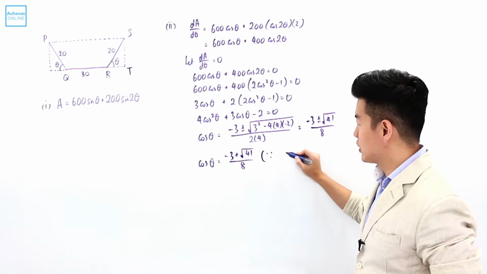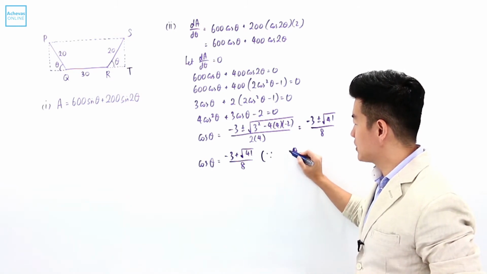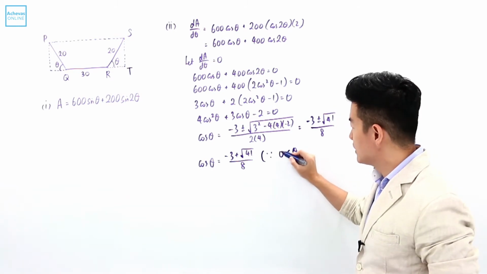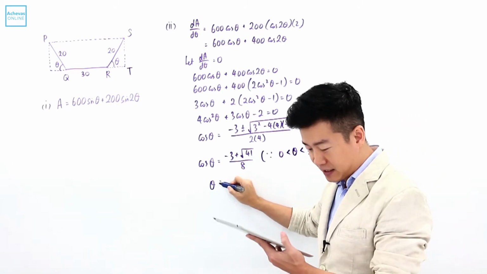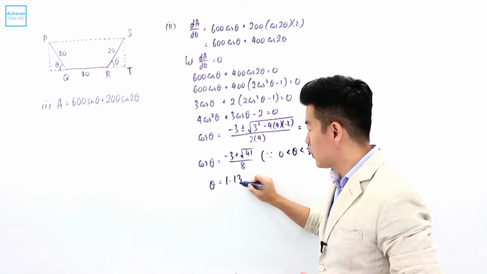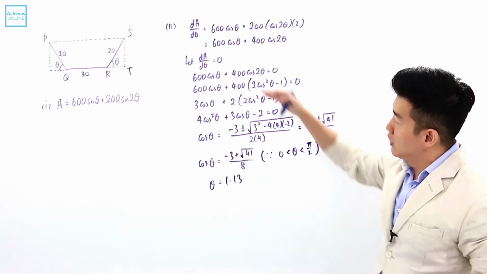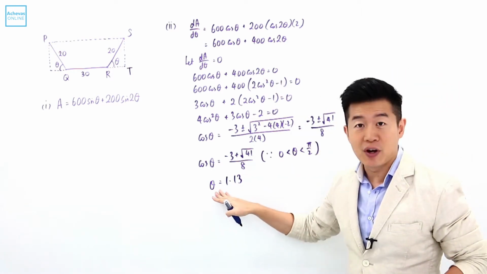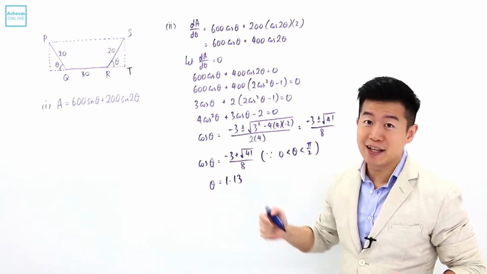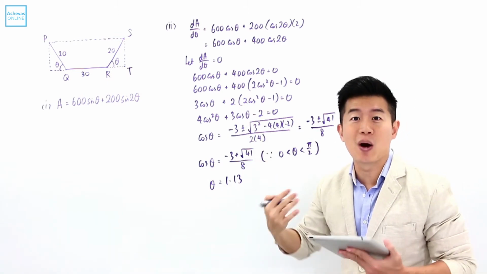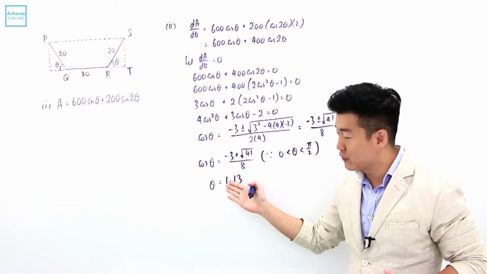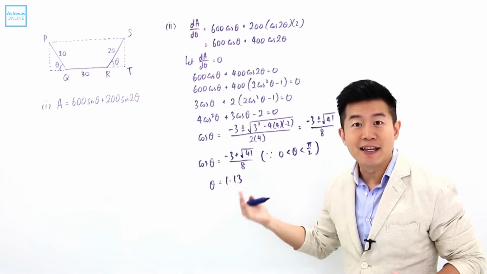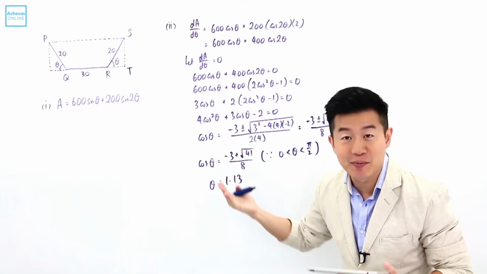This is because from my observation, θ is going to be between 0 and π/2, which means that θ is going to be equal to 1.13. From what we have done here, we have managed to find the value of θ when A is stationary. I still need to do one more step so that I can prove that this stationary value of A, for the value of θ that I've obtained here, is a maximum value.